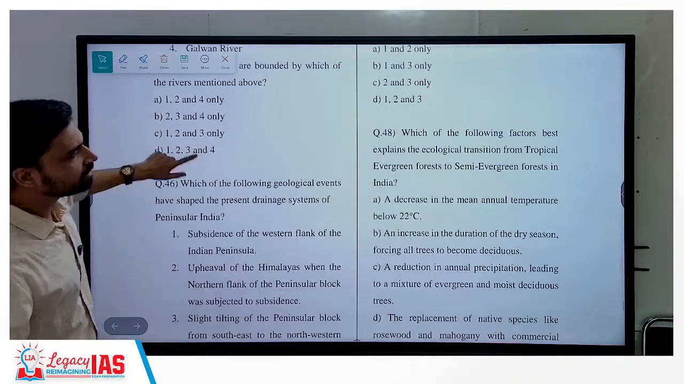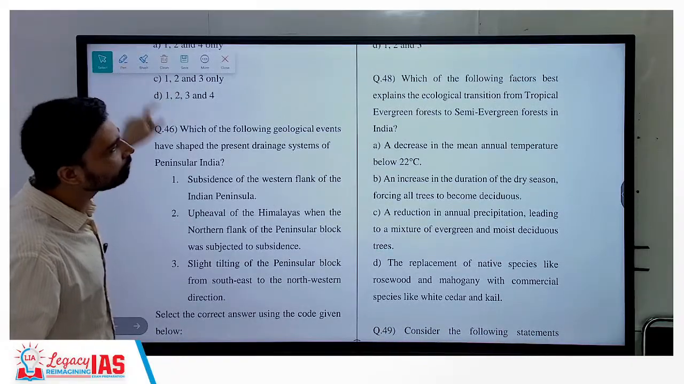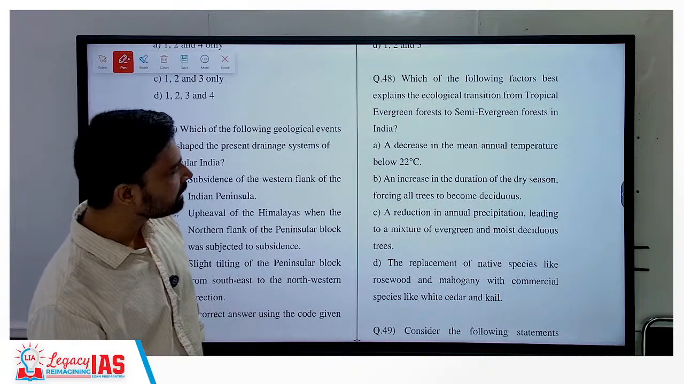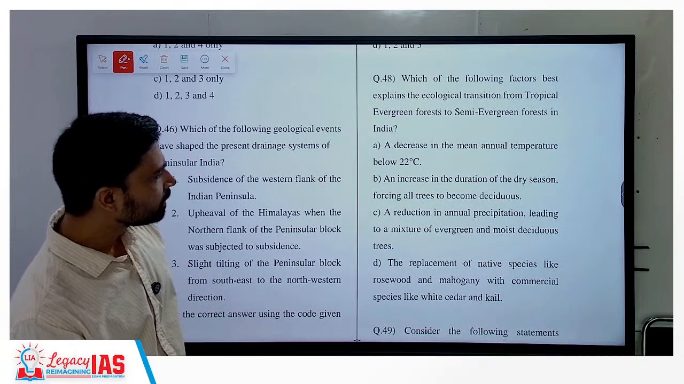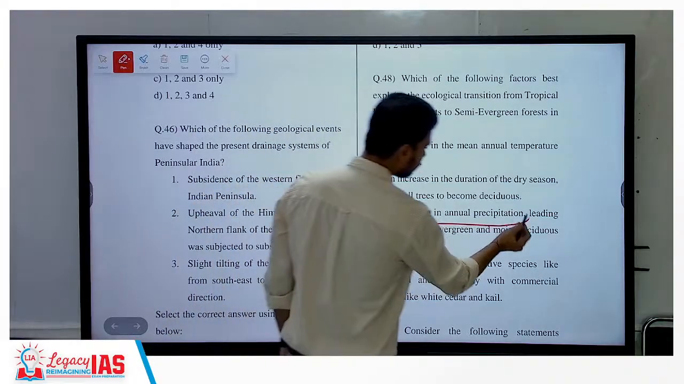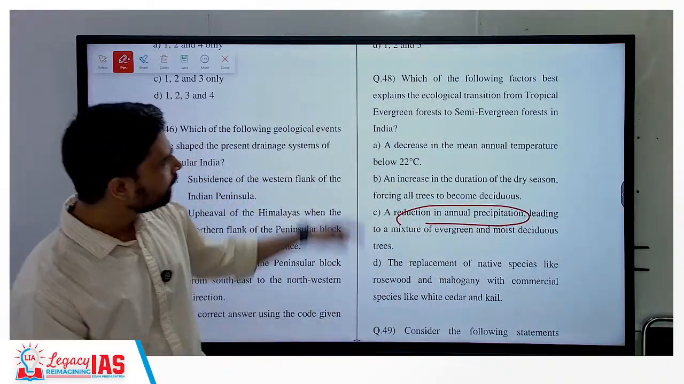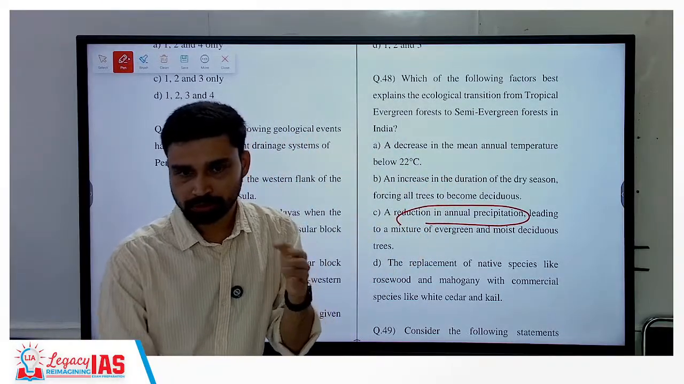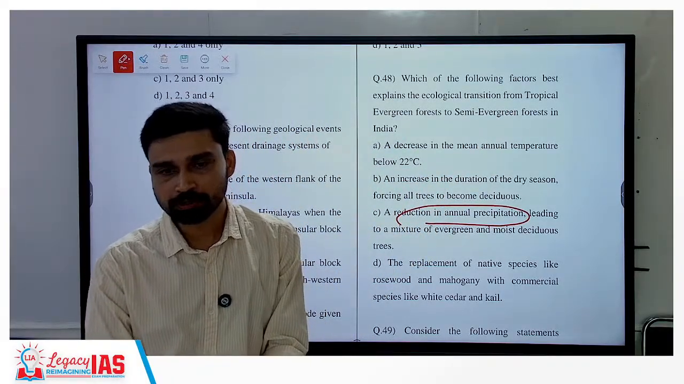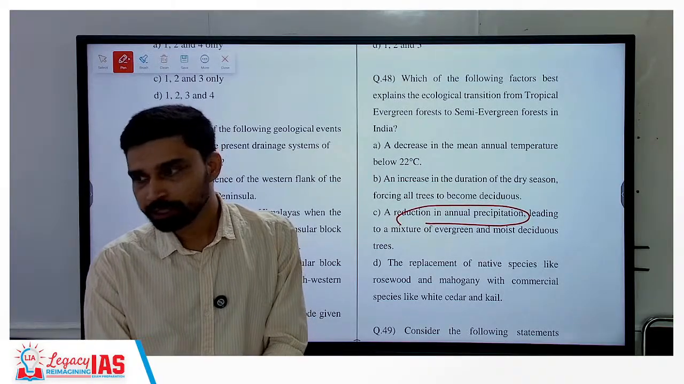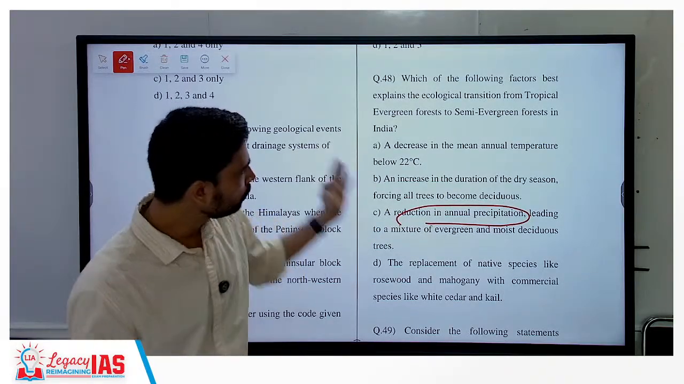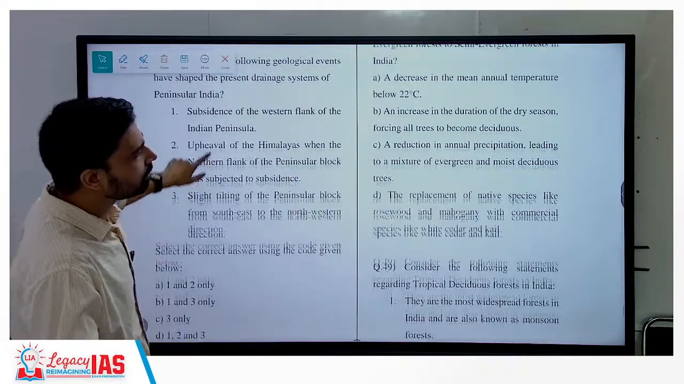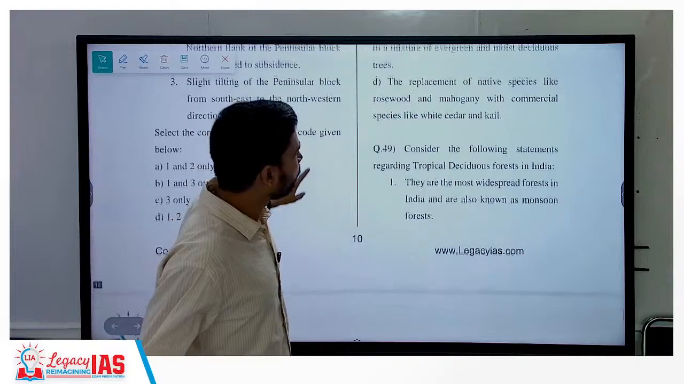Which of the following factors best explain the ecological transition from tropical evergreen forest to semi-evergreen forest in India? A decrease in mean annual temperature, increase in duration of dry season, reduction in annual precipitation. When annual precipitation becomes slightly less, what will happen? Tropical evergreen to semi-evergreen. If it becomes still less, moist deciduous. Further less, dry deciduous. Further less, thorn forest. Further less, vegetation-less zone, desert, sand areas and all that. So you have the transition from dense evergreen to deciduous. It is because of the reduction in the annual amount of rainfall.